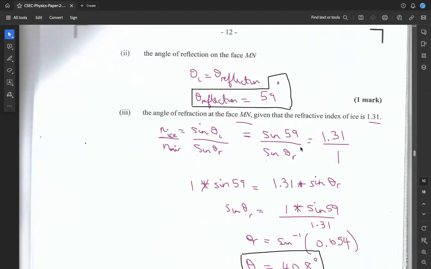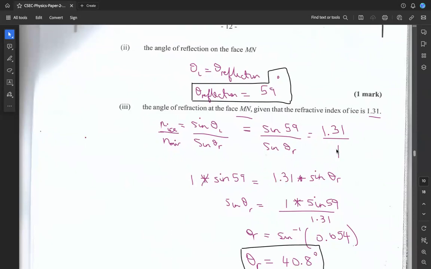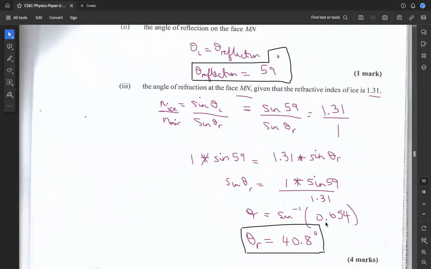So now we're going to transpose to make sine theta R the subject, because that's what we want to find, right? To do that, we do cross multiplication: 1 times sine 59. That's what I've written here. And over here we have 1.31 times sine theta R. Then we make sine theta R the subject, so we end up with sine theta R being equal to 1 times sine 59 divided by 1.31, right?